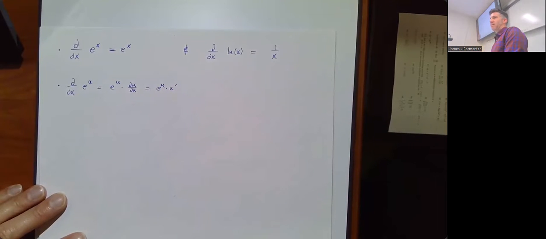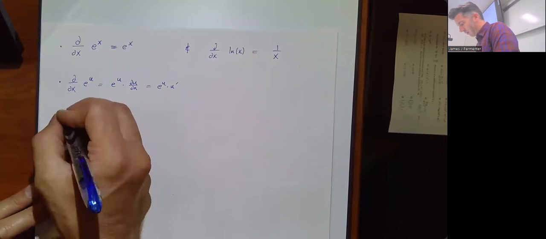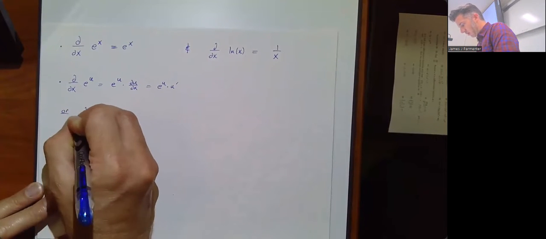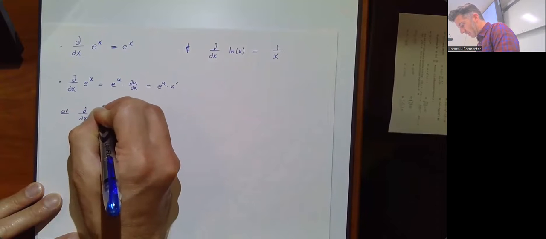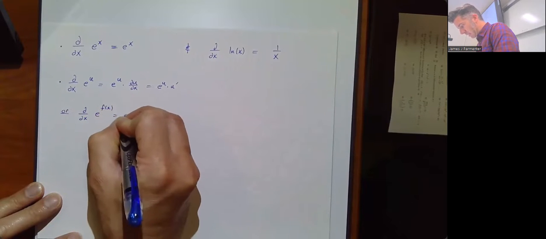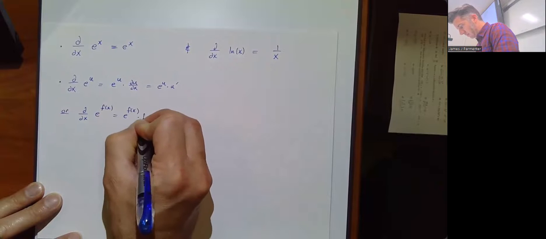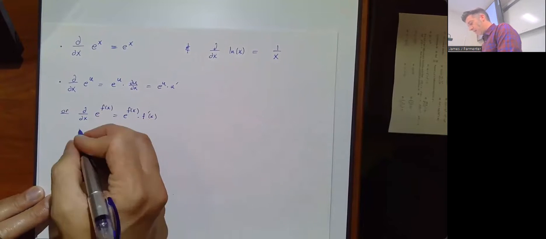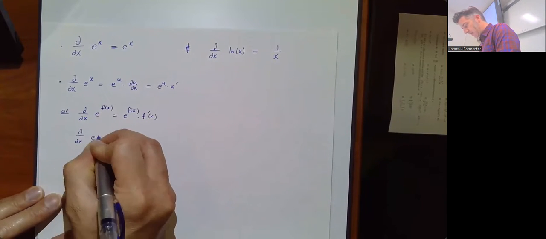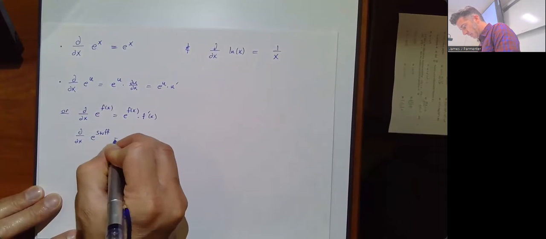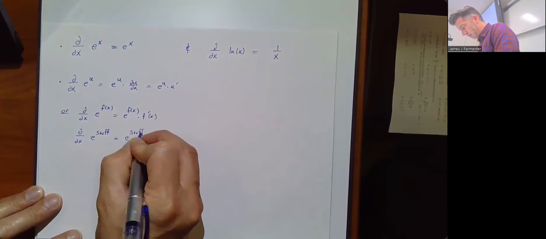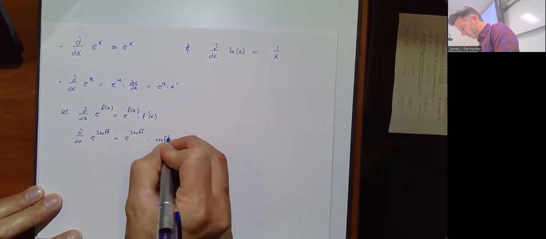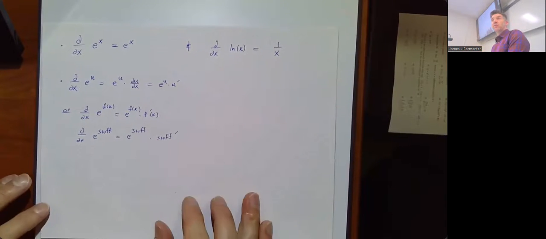I really don't like writing it like that. I just feel like it's not super helpful. I would prefer to say the derivative of e to the f of x is e to the f of x times f prime of x. Or really, honestly, the derivative of e to the stuff is e to the stuff times the derivative of the stuff. Right? That's what we're actually doing.